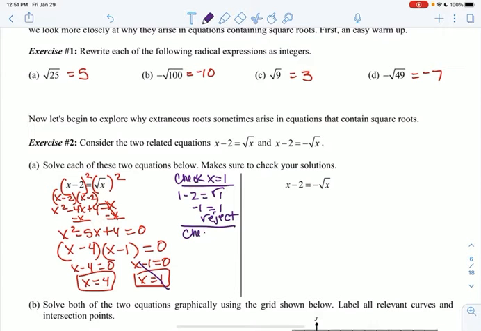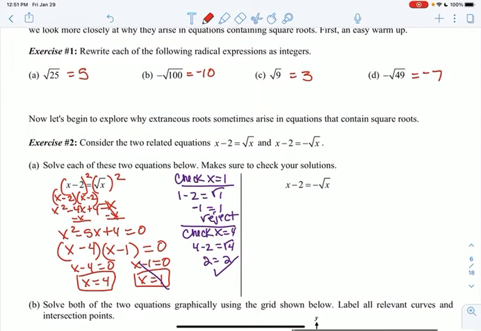And then I want to check for when x equals 4. Again, I'm just plugging it in. 4 minus 2 equals the square root of 4. 4 minus 2 is 2. The square root of 4 is 2. Perfect. Accept. All right, let's try the other equation, which was similar.